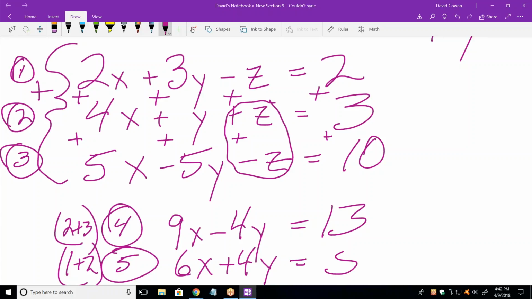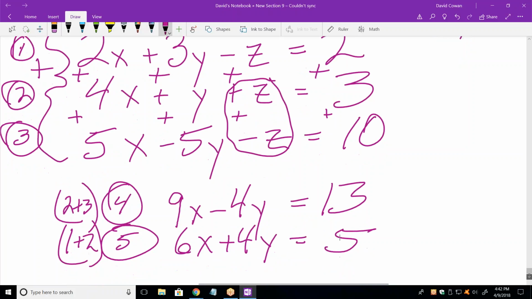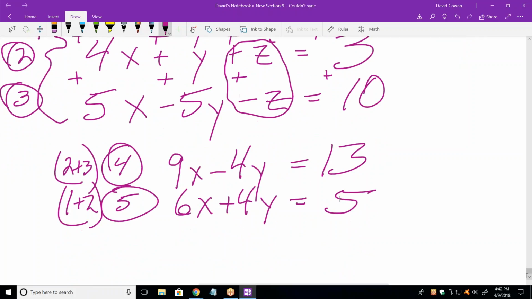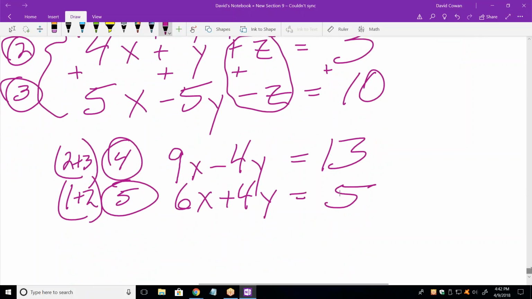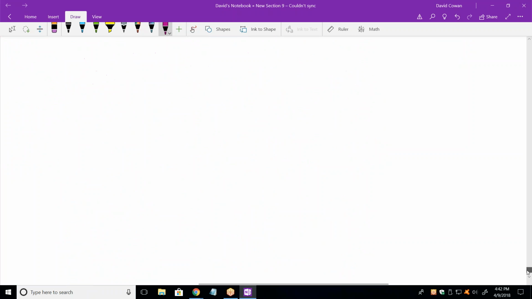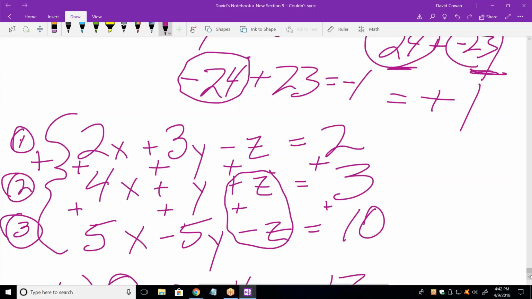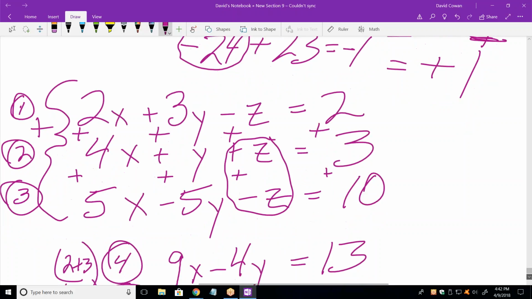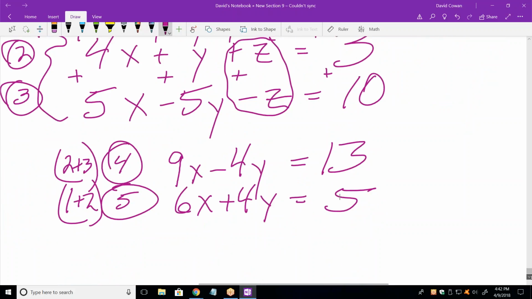Okay. Now notice what we have. We've taken our very complicated 3 by 3 and we've narrowed it down to a 2 by 2. Not only do we have a 2 by 2, but we have an easy 2 by 2. Solve that.